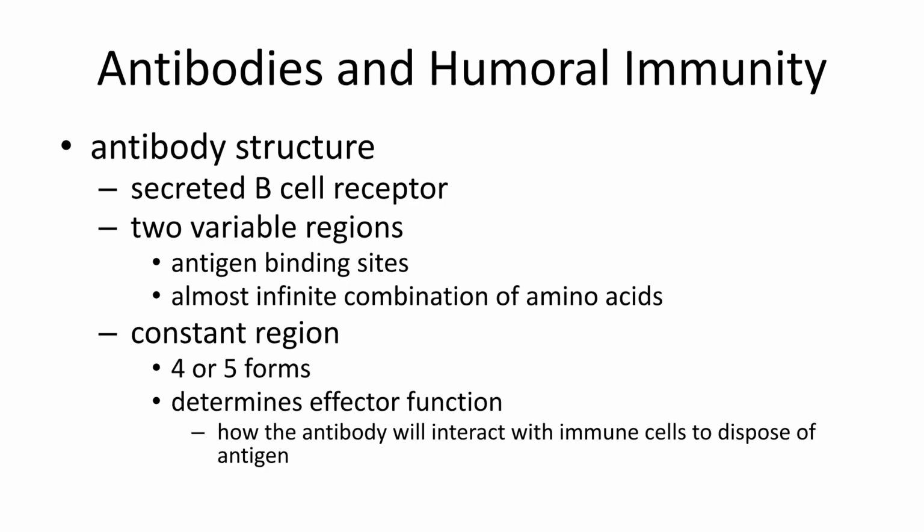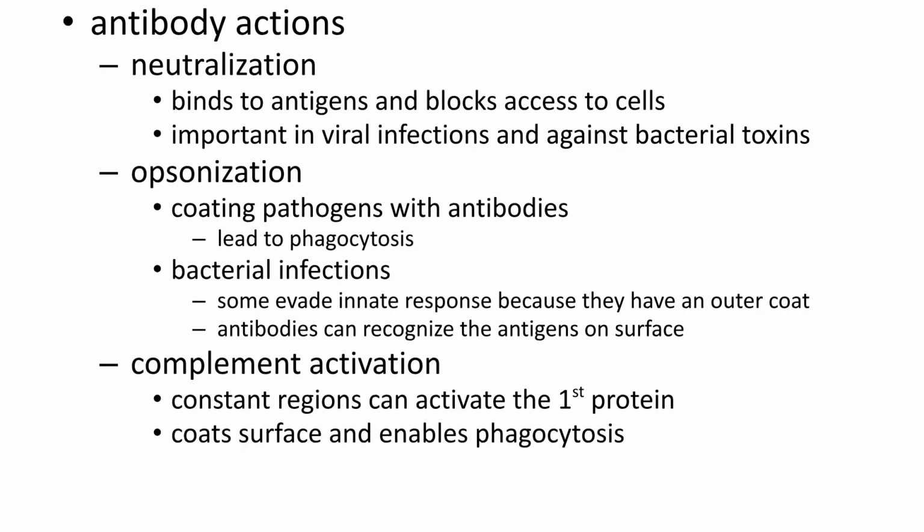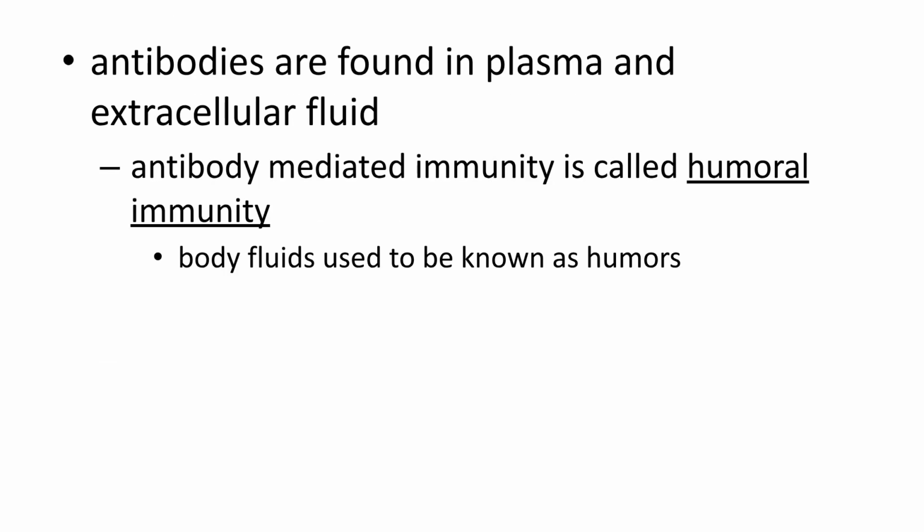Antibodies are secreted B-cell receptors with two variable regions for antigen binding and a constant region. The constant region determines the effector function and how the antibody interacts with immune cells to dispose of the antigen. Antibody actions include neutralization, which blocks pathogen access to cells, opsonization, which coats pathogens for phagocytosis, and complement activation, where constant regions activate the first complement protein, enabling phagocytosis. Antibodies are found in plasma and extracellular fluid. Antibody-mediated immunity is called humoral immunity, as body fluids were historically known as humors.